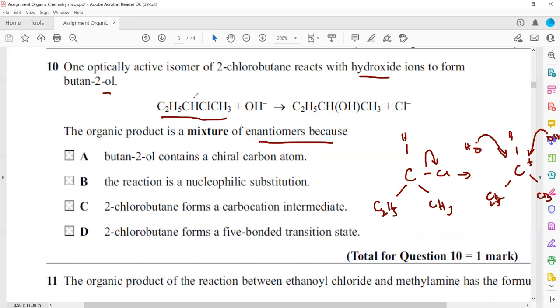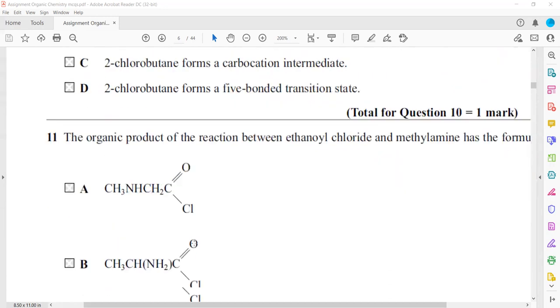So 2-chlorobutane forms a carbon cation as an intermediate, and due to the formation of the carbon cation, the attacking nucleophile OH can attack from the left hand side or from the right hand side. That's why C is the right answer. Is it clear, this question 10? Because if the carbon cation is not formed, then only one side will be available to attack. But because the carbon cation is formed, it is open from all sides. That's why equal possibilities are there, forming different enantiomers.